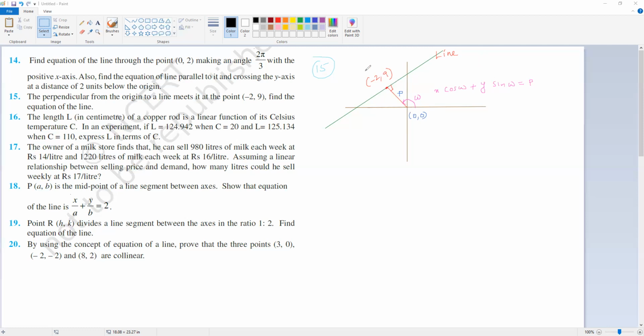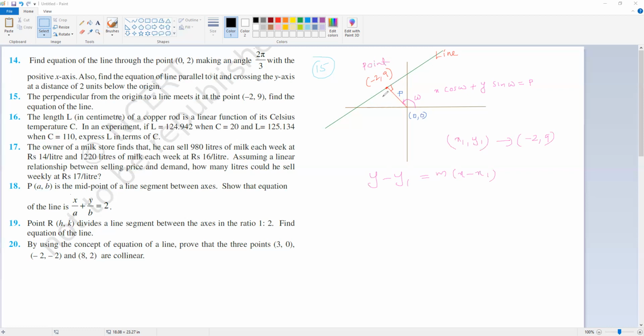So now we know one point. We know a point on the line. Once we know one more thing, the slope, we can use the formula y minus y1 is equal to m into x minus x1. We can use point slope. We already have one point x1, y1. You can take it as minus 2, 9. Now the next question is, is it possible to find the slope of that line? Yes, sir. How?